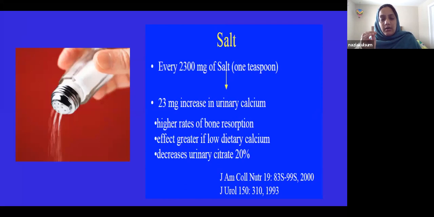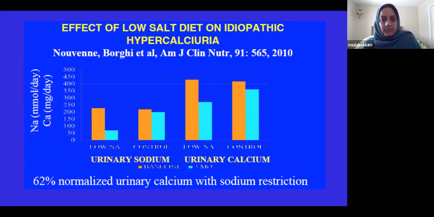Third thing is to restrict the salt intake. Salt is a very common factor for kidney stone formation. I think I've gone over my time, but essentially you need to remember is less than 1 teaspoon of salt, which is less than 2.3 grams of salt a day, is important. And this is again a study to show that higher urinary sodium, higher the risk of urinary calcium, and then high kidney stones.